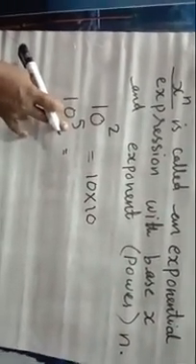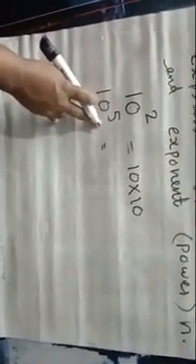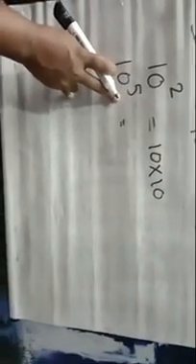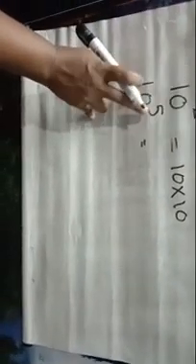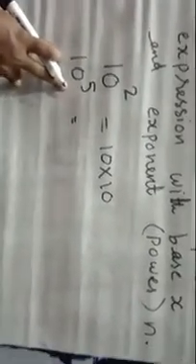Now what is this? 10 raised to 5. Here 10 is called the base and 5 is called the power or exponent. Raised means it is repeating, 5 times.